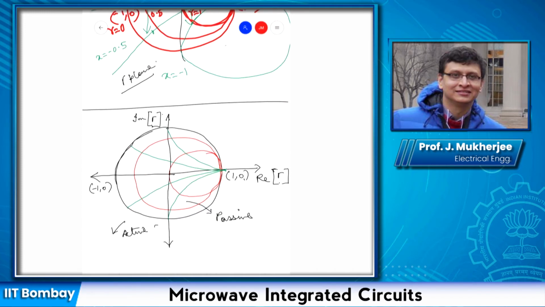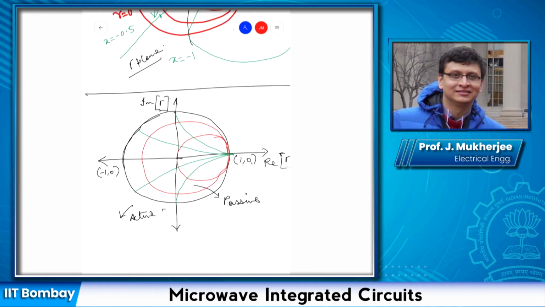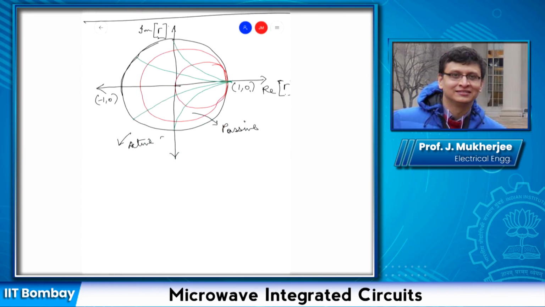Okay, so that is one advantage of the Smith chart, because all passive devices, whatever be their impedances, we can view within this unit circle. So that makes it easier as compared to, say, the Z plane. If I plot the Z plane, it is like this.